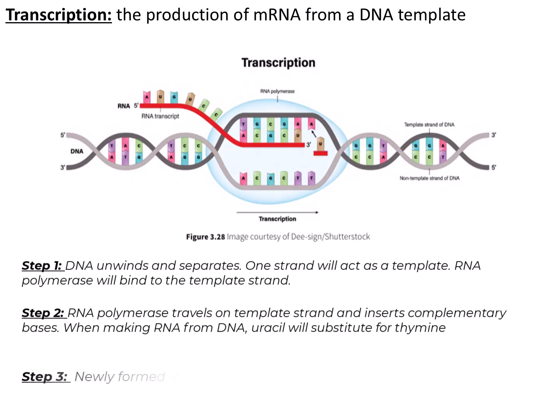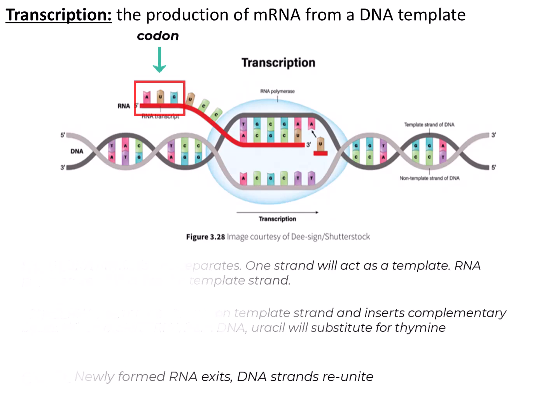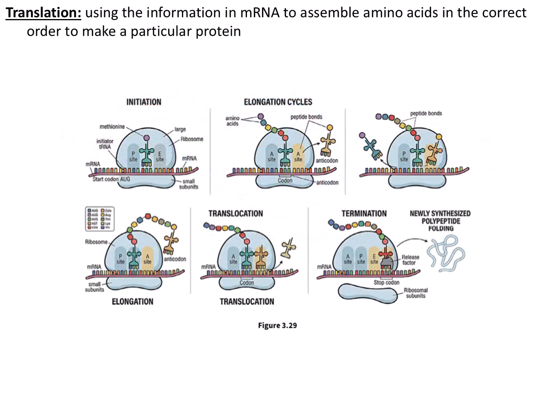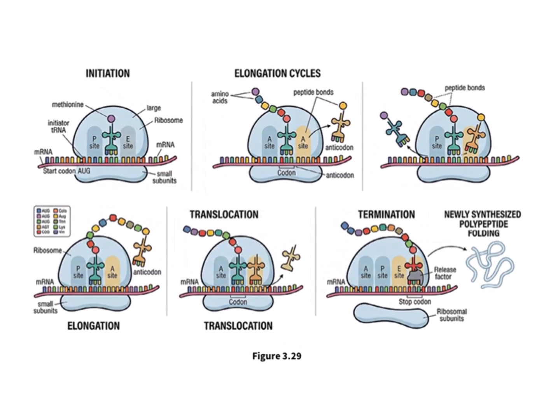Once the RNA polymerase has produced its messenger RNA, the newly formed messenger RNA will exit and the DNA strands will unite. The information on the mRNA is in codons, so 3 bases on the messenger RNA stand for a single codon. This becomes important when we discuss the translation process. During translation, we will use the information on the messenger RNA to assemble amino acids in the correct order in order to make a protein.